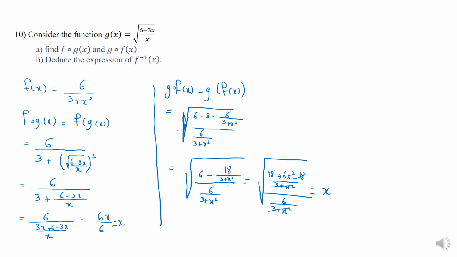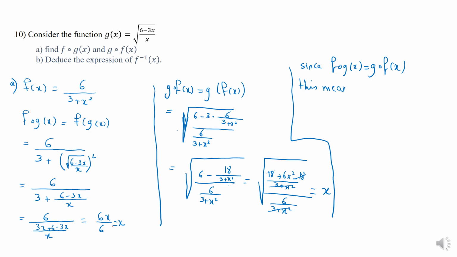Now part B, deduce the expression of f minus 1 of x. Now since f round g of x is equal to g round f of x, equal to x, this means that f minus 1 of x is equal to g of x. So f minus 1 of x is equal to radical 6 minus 3x over x.